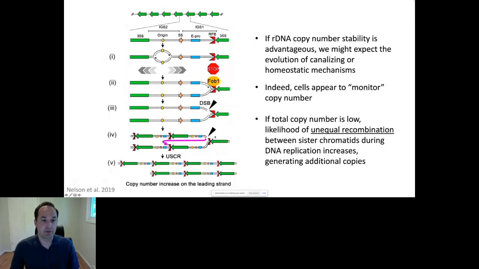So in other words, you've got a replication bubble, you've replicated out some copies already, but a double-strand break occurs, and the nascent sister copy is then used as a template to copy onto this other strand, leading to an increased copy number on the leading strand. And so in this way, it's thought that there's a homeostatic mechanism where copies are gained when copy number is low.